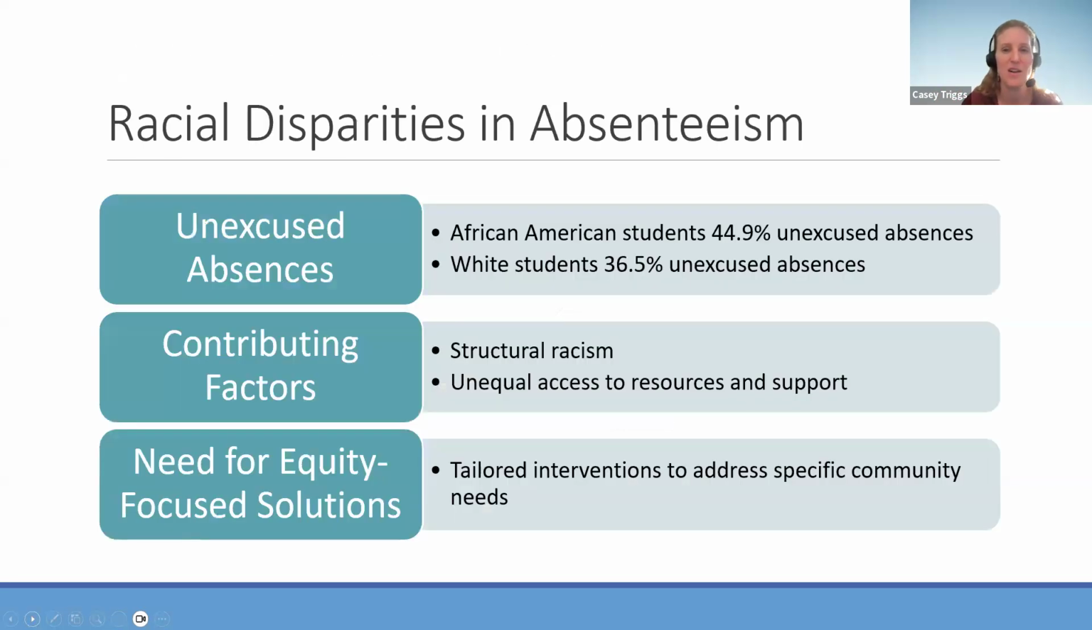Next slide, please. This is just a high-level overview of racial disparities and absenteeism.